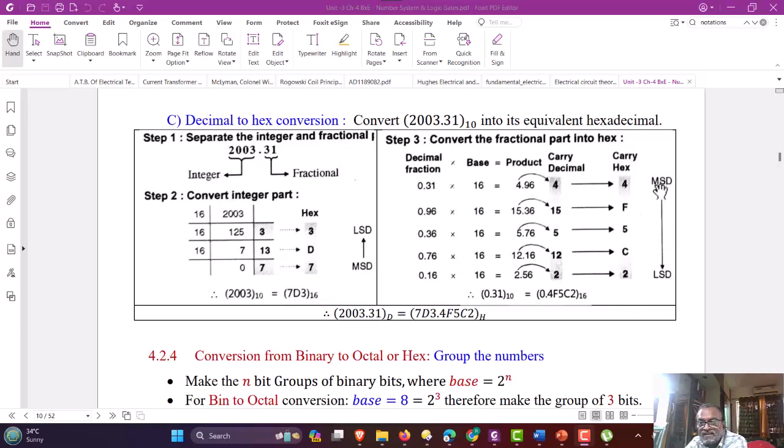So write the MSD first after the decimal point, that is 4, say 0.4 here, then this 15 corresponds to F, so 4F, 5, 12 corresponds to C, and 2. So 4F5C2 will be the fractional portion. Combine the integer portion and fractional portion now. So 2003.31 decimal corresponds to 7D3.4F5C2 in hexadecimal.